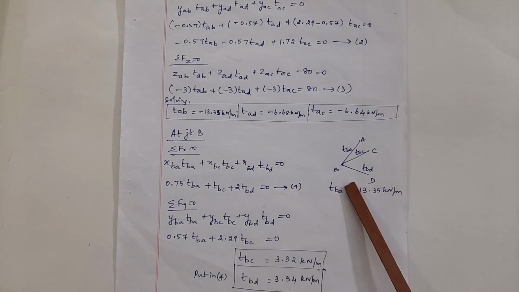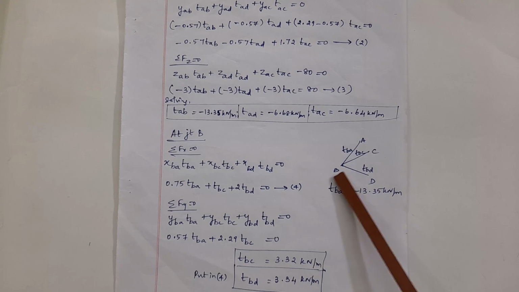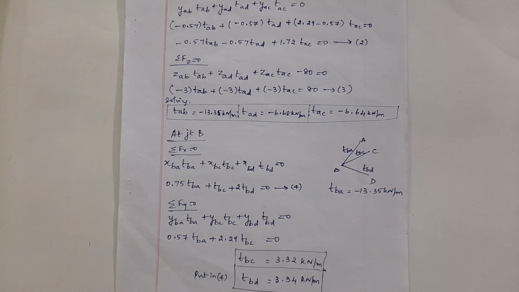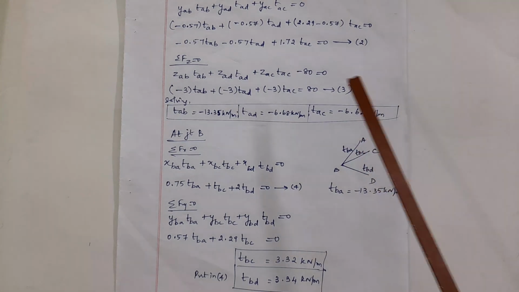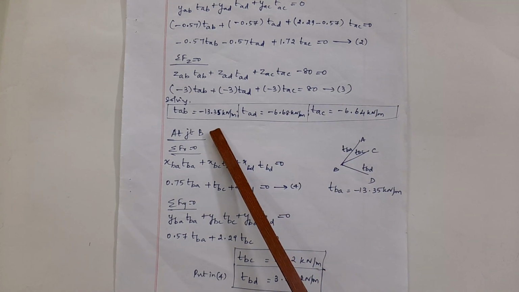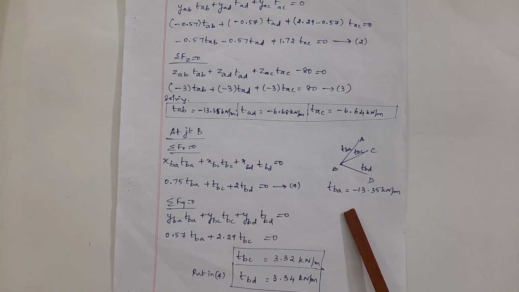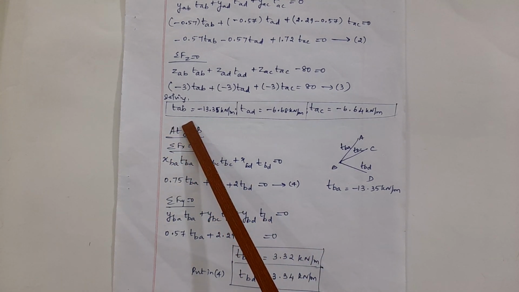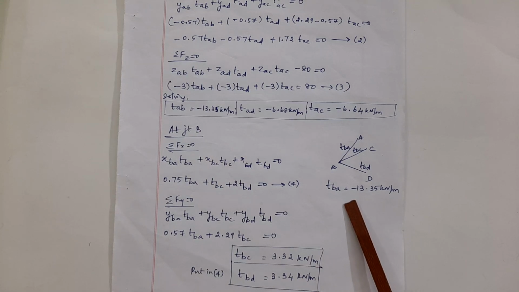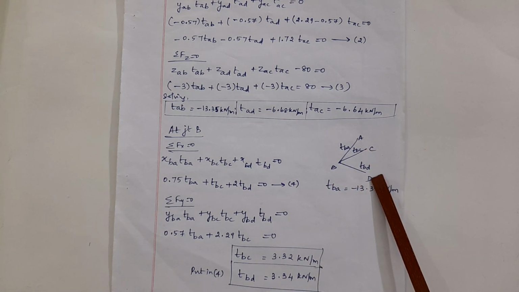Next, we'll go to joint B. Again, we have three members joining at joint B. One member value is already known, that is TAB is known already, and that answer I can take for TBA. I've already told you Tij is equal to Tji. So TAB is minus 13.35. The same answer is TBA, that is minus 13.35 kilonewton per meter. The two unknowns here, TBC and TBD, have to be determined.